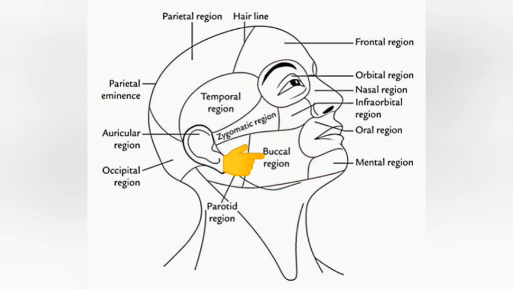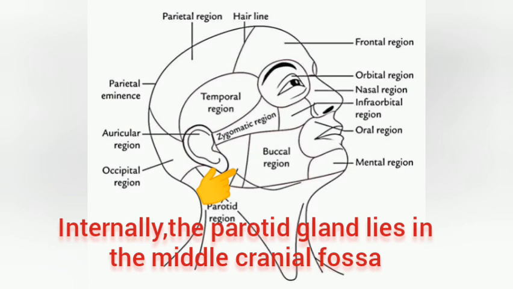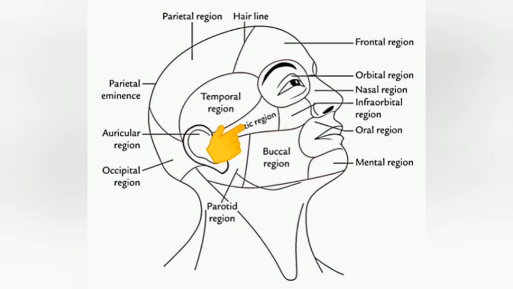It is made up of a buccal region. It is made up of a parotid region. It is made up of a zygomatic region. It is made up of a nasal region. It is made up of an oral region. Finally, it is made up of the mental region, that is where your chin is. So these are the regions that you can find in your head.